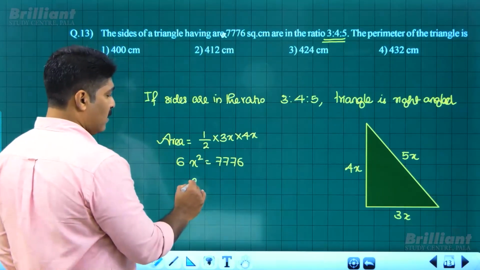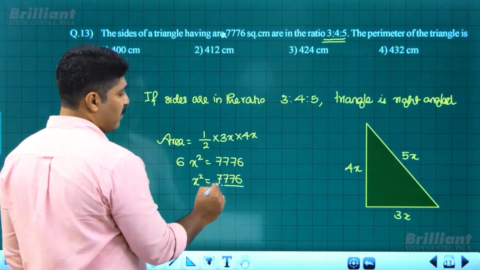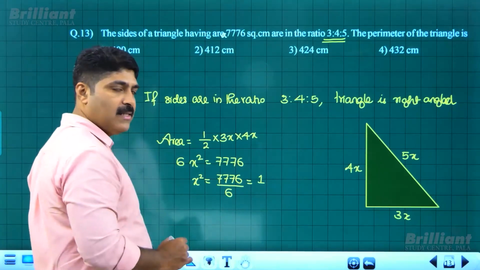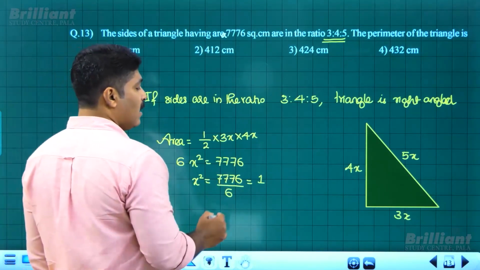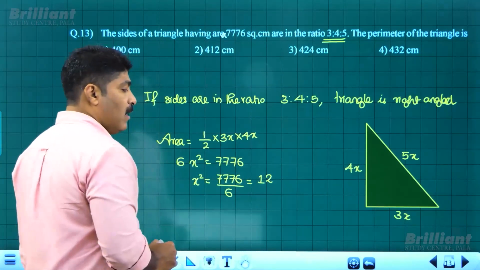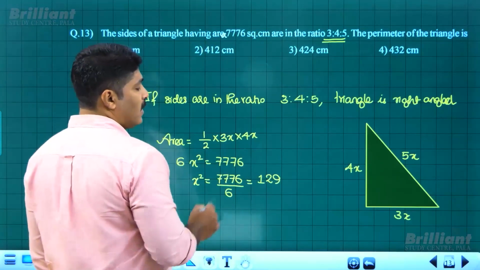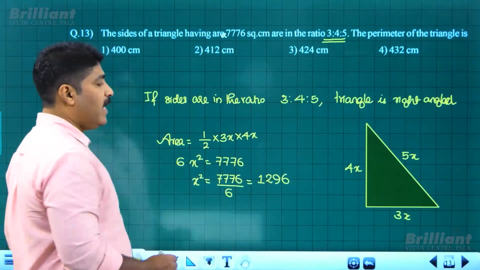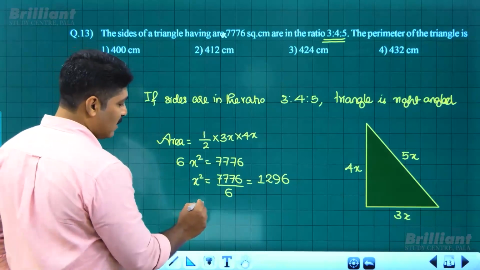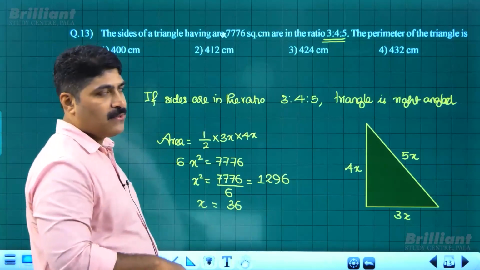So therefore, the next step, x square is equal to 7776 divided by 6. So what is the value here? 1 time of 6 lies in 7. So remaining 17 is there. 2 times 12, then 57 is there. 9 times 54, 36 is there, 6. So here it's a quite familiar value. x square is equal to 1296. What is the value of x? This is the square of 36. Therefore, x is equal to 36.